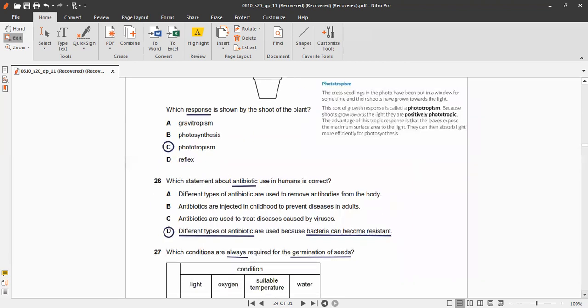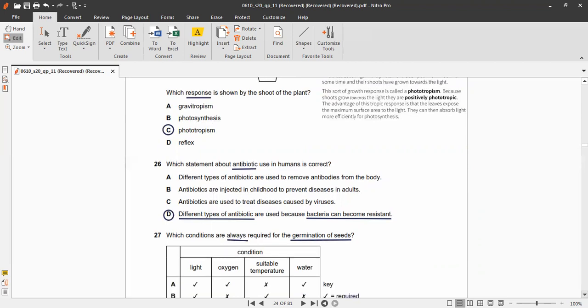Which statement about antibiotic use in humans is correct? Yes, different types of antibiotic are used because bacteria can become resistant to one antibiotic when we use only one antibiotic.